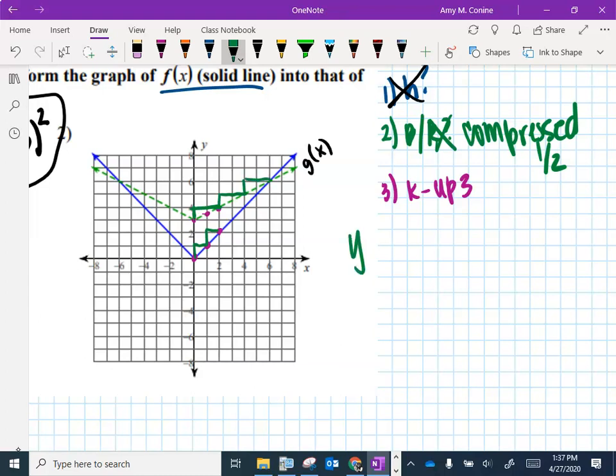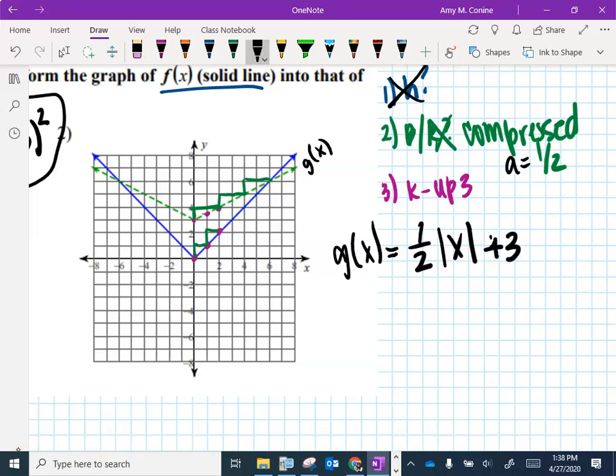So to write our new function, our new g of x, we can say that a is 1/2, because that's our compression. We do not have any reflections or anything like that. We do not have an h. So with the absolute value, we would just have absolute value of x, and then we can throw in the k value, which is +3.